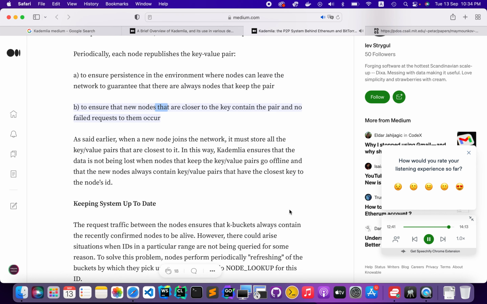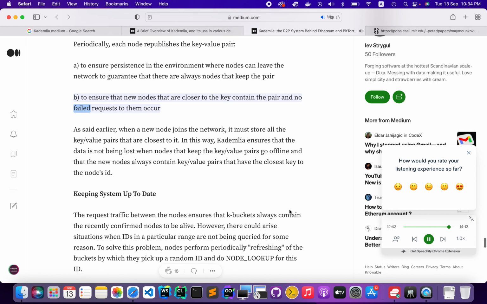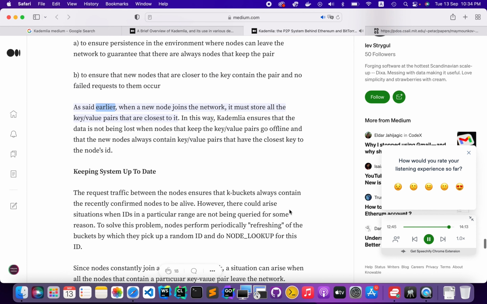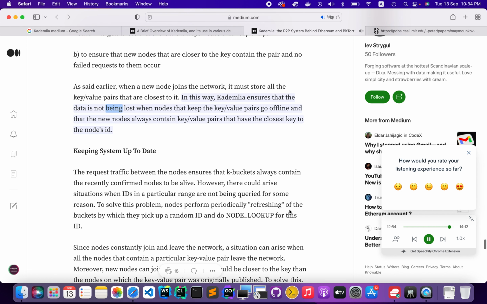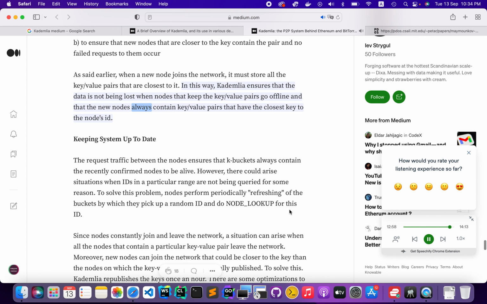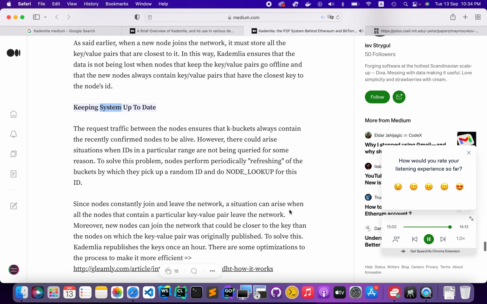To ensure that new nodes that are closer to the key contain the pair and no failed requests to them occur. As said earlier, when a new node joins the network, it must store all the key/value pairs that are closest to it. In this way, Kademlia ensures that the data is not being lost when nodes that keep the key/value pairs go offline, and that the new nodes always contain key/value pairs that have the closest key to the node's ID. Keeping system up to date.